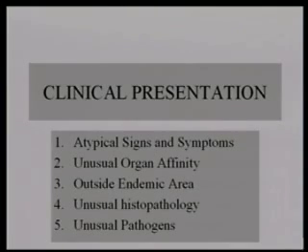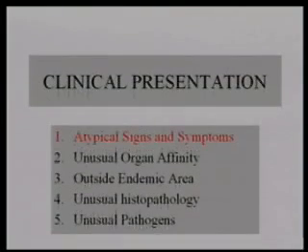These are some of the problems you're going to have. The signs are atypical, like pulmonary sporotrichosis. 20 years ago, nobody would have thought about it. Unusual organ affinity. Blastomycosis goes to the bone and prostate. Well, you're going to find it somewhere else. Outside the endemic area, unusual histopathology, and unusual pathogens.